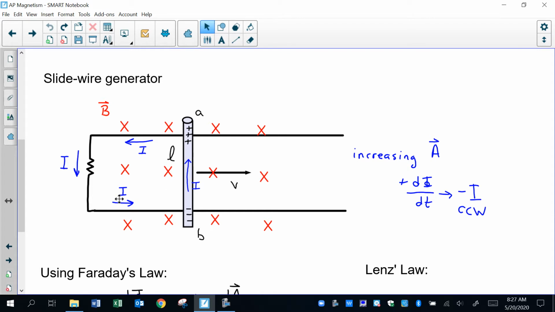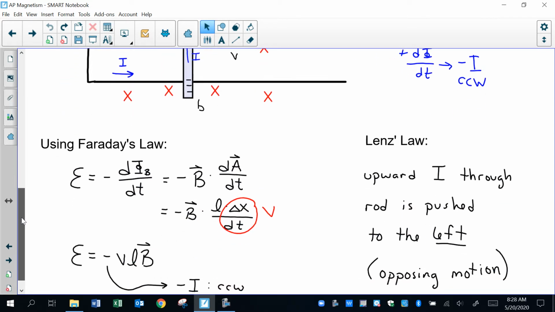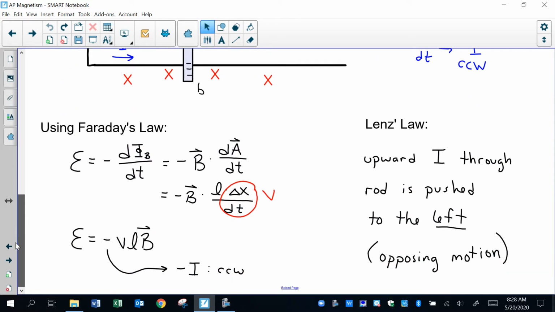Well, let's see if that makes sense. The equation is negative change in flux. I have a positive change in flux, a negative sign in front of that. We should end up with negative current, and it makes sense. And I intentionally did not slide down to show this, so we could do it all through discussion, but there it is.